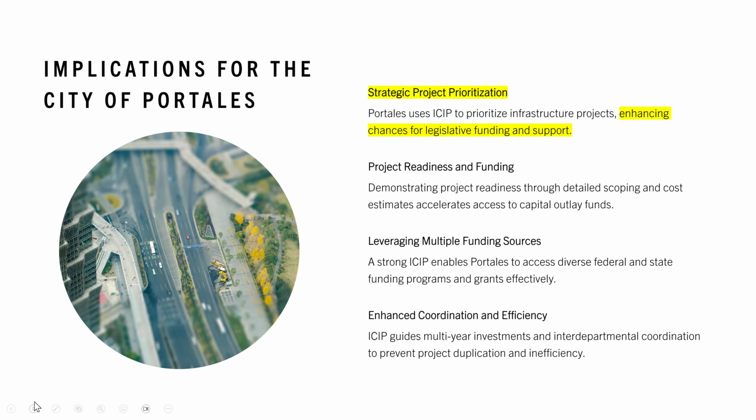So as we talked about on the very first slide, very first line, ICIP guides multi-year investments in interdepartmental coordination to prevent project duplication and inefficiency. We didn't talk about that part. By having the thing clearly outlined in a format and as a working group, moving it forward and putting this in front of our legislators and other eyes, it ensures that we don't do duplicitous funding requests when it's unnecessary, and we don't start multiple projects for the same outcome, which is unnecessary. Next slide.